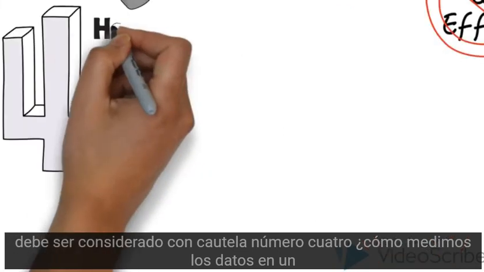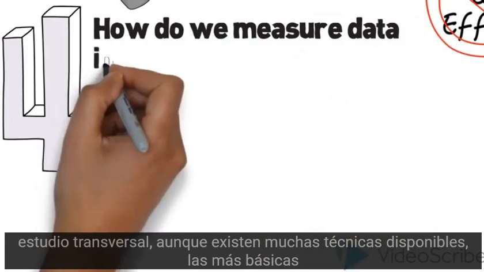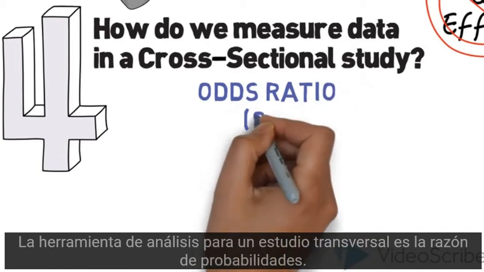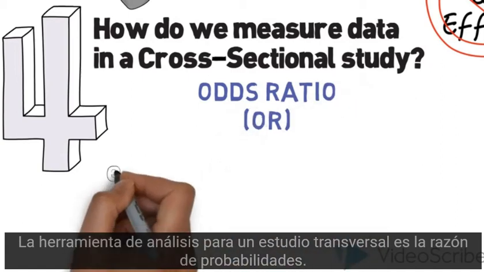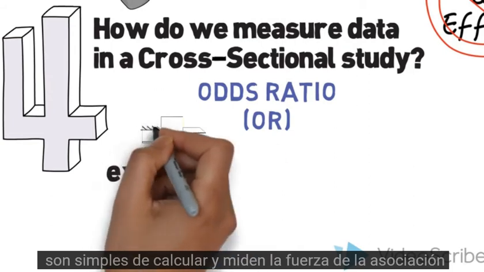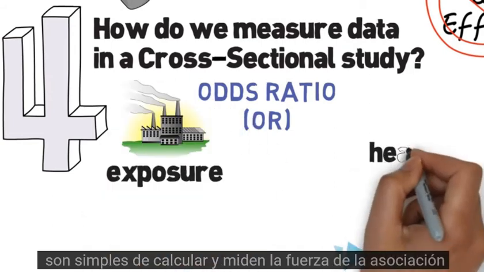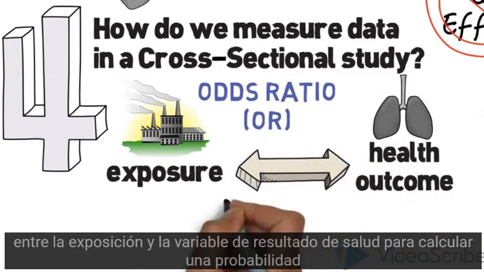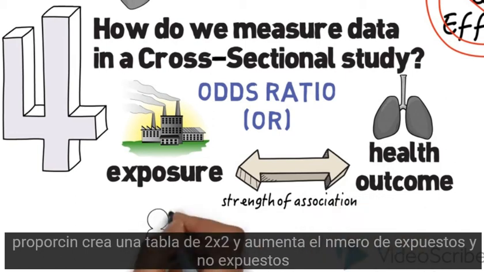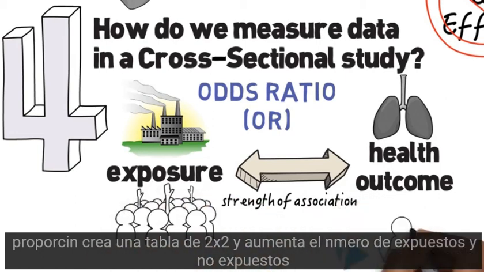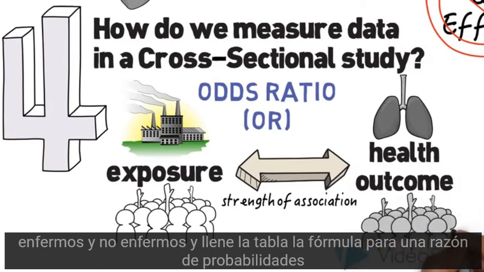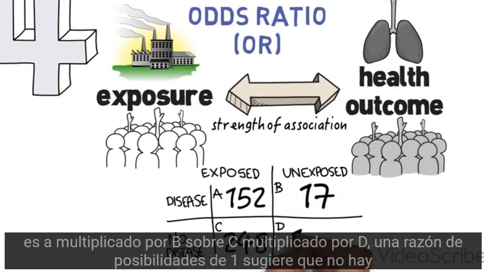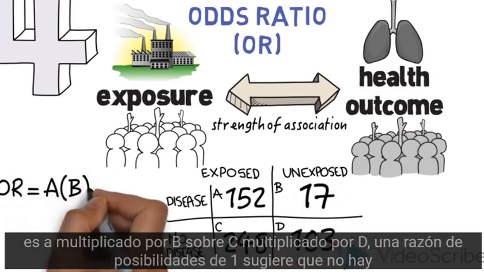Number 4, how do we measure data in a cross-sectional study? Although there are many available techniques, the most basic analysis tool for a cross-sectional study is the odds ratio. Odds ratios, or OR, are simple to calculate, and they measure the strength of the association between the exposure and the health outcome variable. To calculate an odds ratio, you create a 2x2 table and count up the number of exposed and unexposed, diseased and non-diseased, and fill in the table. The formula for an odds ratio is A times B over C times D.